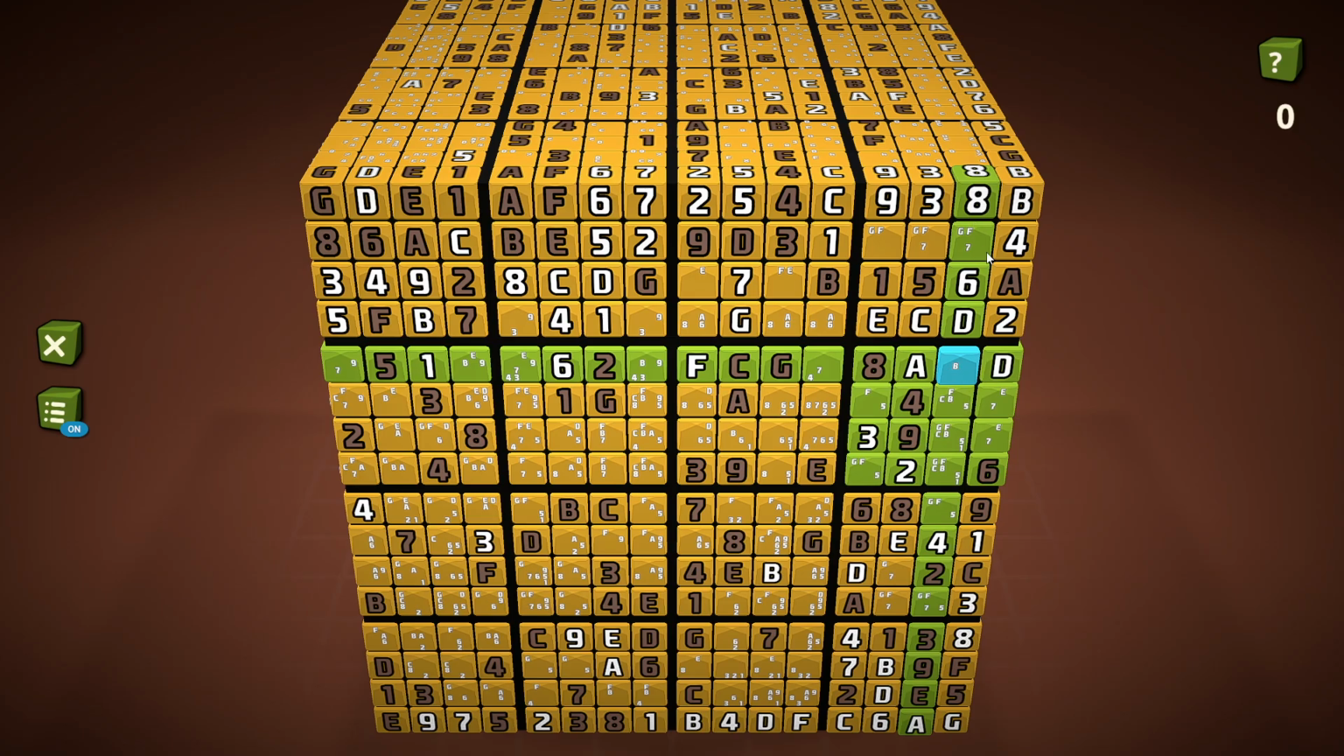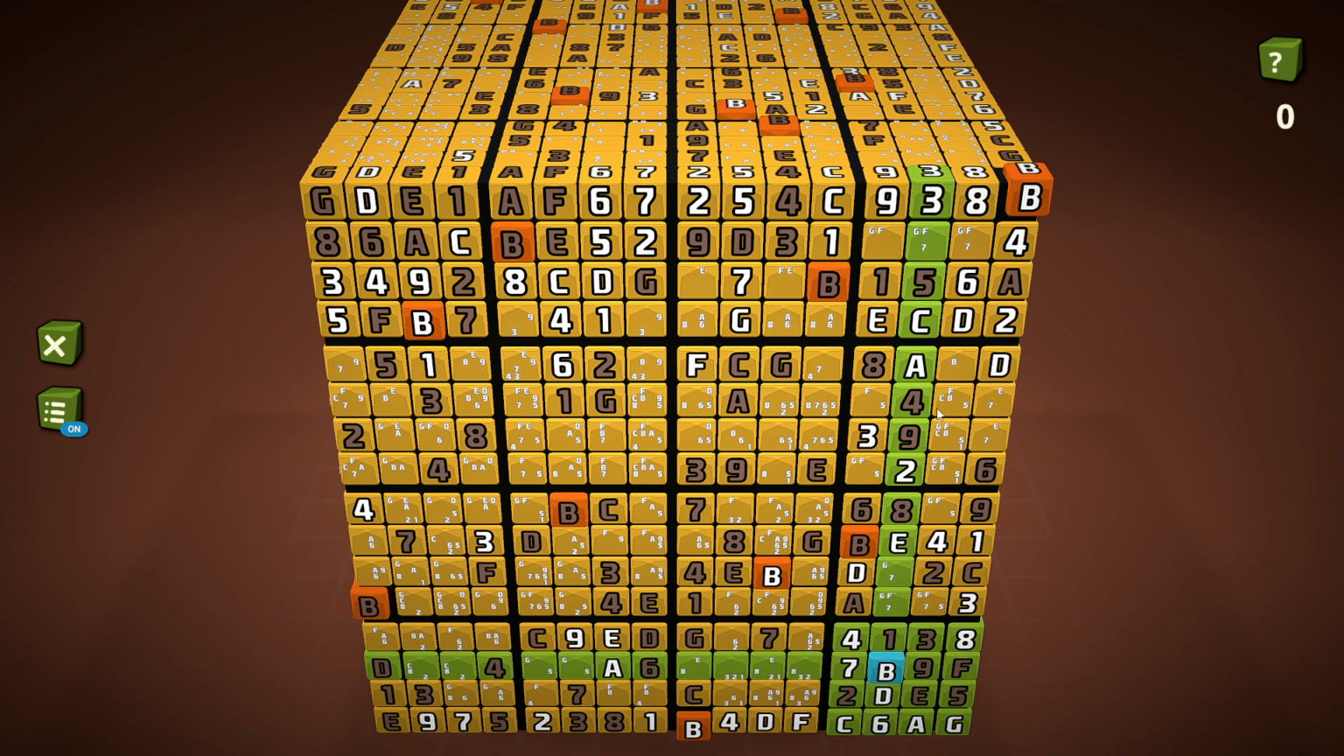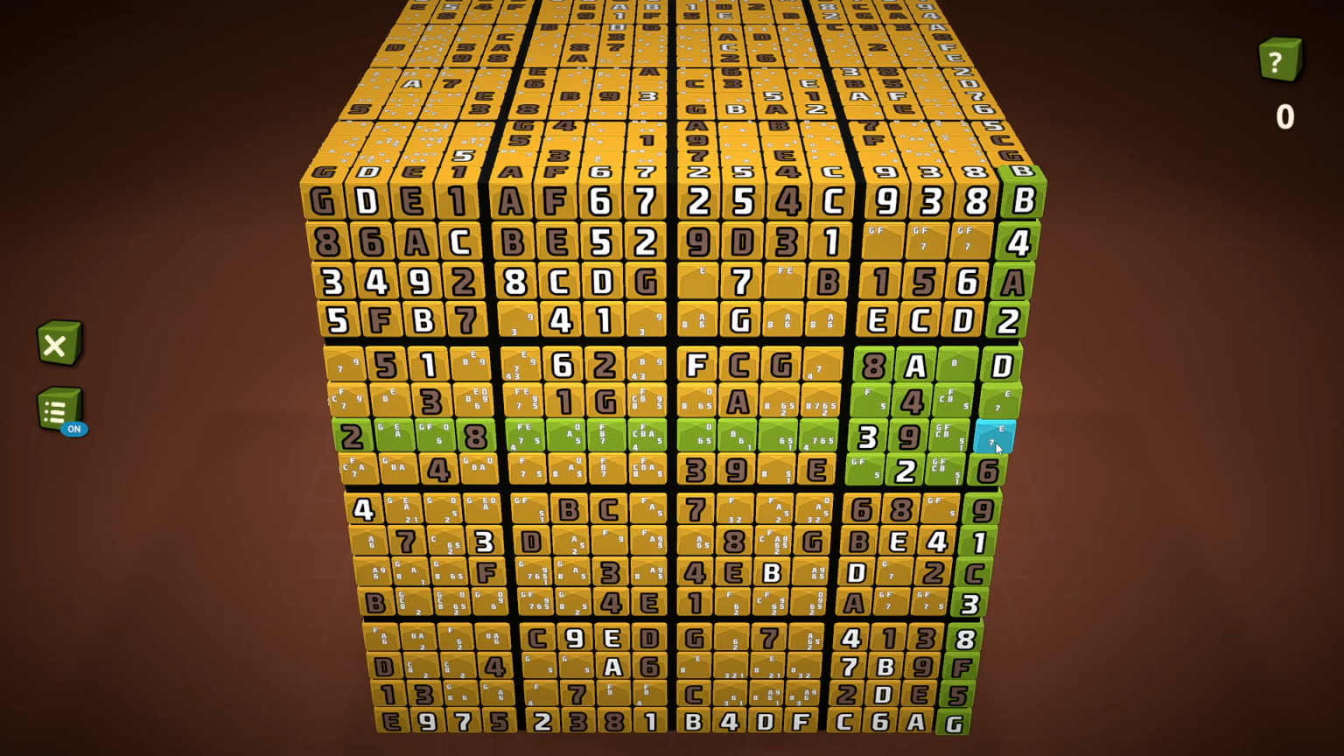1, 2, 3, 4, 5, 6. Is there a reason that can't be 7? Because of these two. One has to be an E and one has to be a 7. Yep, okay. 8, 9, A, could be B, C, D. Yep. E, we know, and then F, G, no. So yeah, it has to be B.